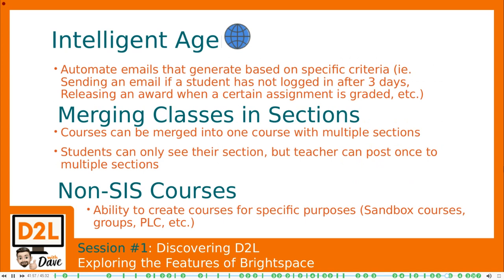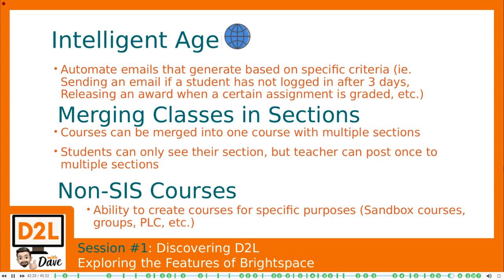There are these things called intelligent agents where you can automate emails that generate based on specific criteria. The way that we use them a lot of times is if a student hasn't logged in in 3 days, they get an email that's automatically generated, sent to them that says, hey, you haven't logged in. Maybe we should, or whatever you want to type in there. It's a personalized email, but the student thinks it's personalized for them, when it's just automatically sent to everyone. You can release awards using intelligent agents, things like that too.